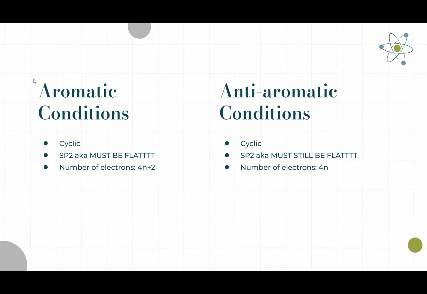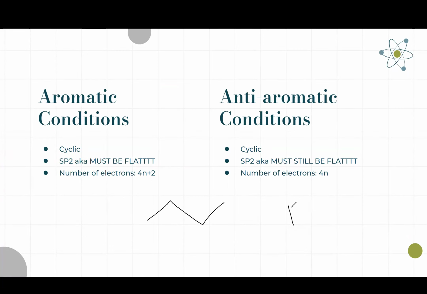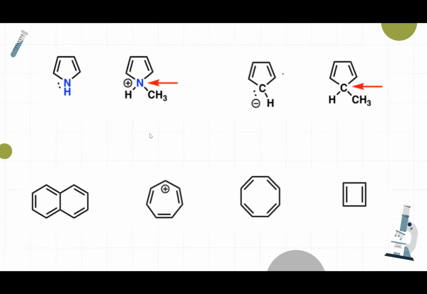So if it's not in a circle, it's not aromatic. For example, this is not aromatic for sure. And this is cyclic, but it has an H-H, which is sp3, which is not flat. So it's neither anti-aromatic nor aromatic because it doesn't fulfill those conditions, right? So let's continue.